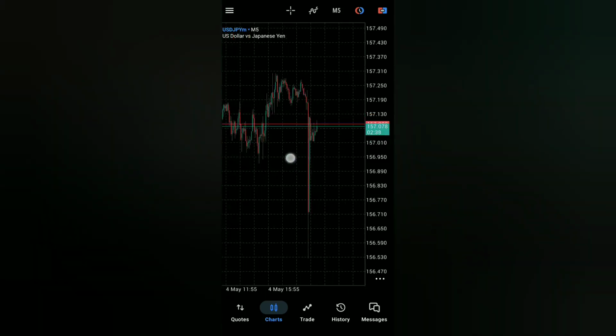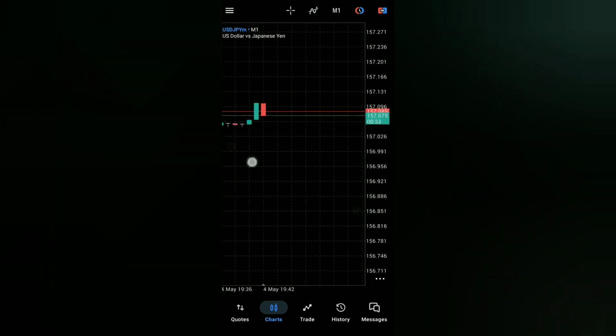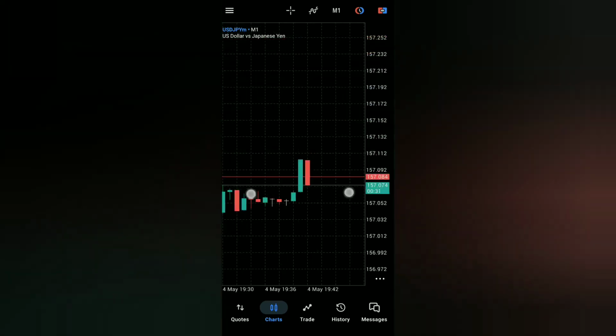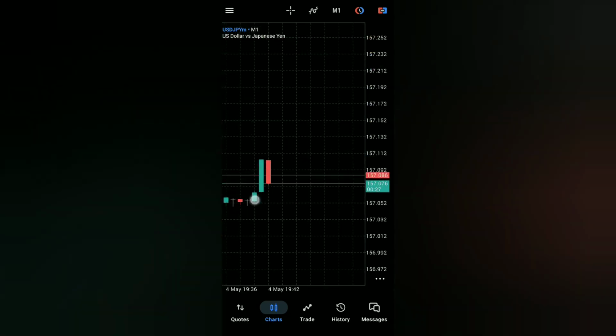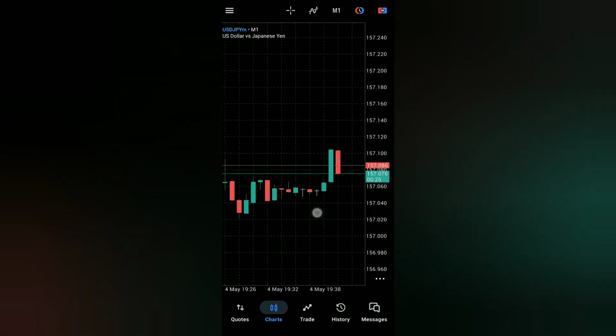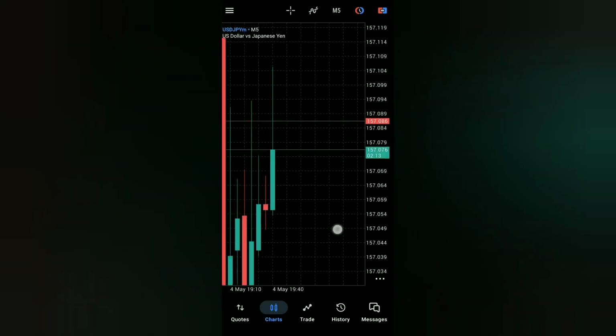Look how it's looking. If you come to the 1 minute time frame, let me zoom this now. For each of these candles to form, it takes 1 minute, right? Then 5 of these 1 minute candles will give you what? This 5 minutes candle. It's now showing 5 minutes here.